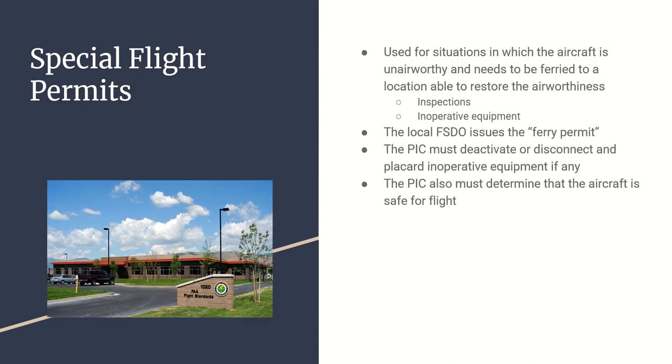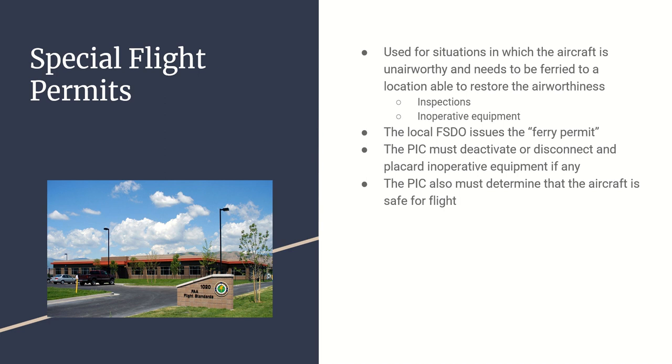Moving on. If your aircraft is unairworthy and you can't get it fixed at that location and you have to fly it somewhere else, the FAA, through the local FSDO, which is the Flight Standards District Office, the closest one for us is Springfield, Illinois, can issue you a temporary airworthiness certificate, or what we call a ferry permit, so that you can fly the airplane to the destination so it can become airworthy again. Or not really permanently, but a little bit more longevity on the airworthiness.